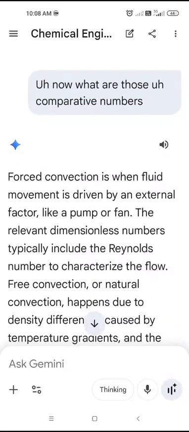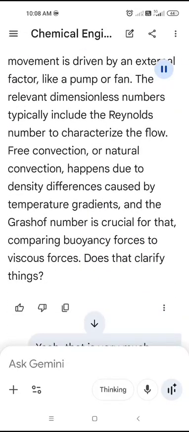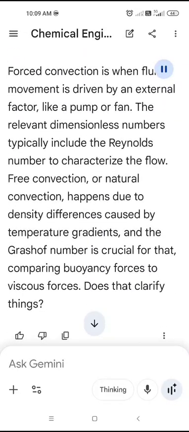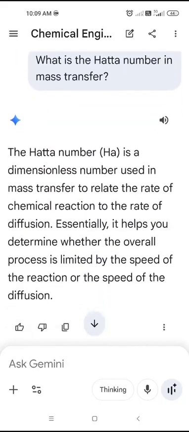Yes, what are those comparative numbers? Forced convection is when fluid movement is driven by an external factor, like a pump or fan. The relevant dimensionless numbers typically include the Reynolds number to characterize the flow. Free convection, or natural convection, happens due to density differences caused by temperature gradients, and the Grashof number is crucial for that, comparing buoyancy forces to viscous forces. Does that clarify things? What is the Hatta number in mass transfer?